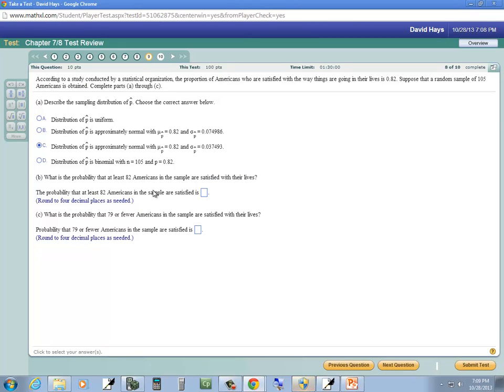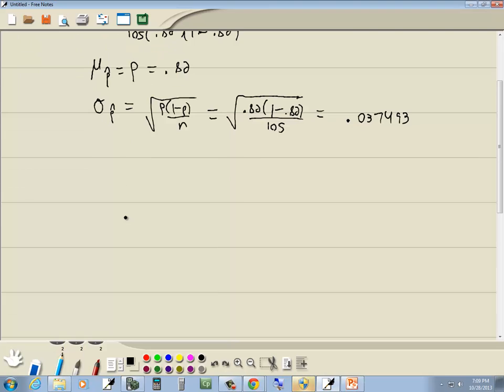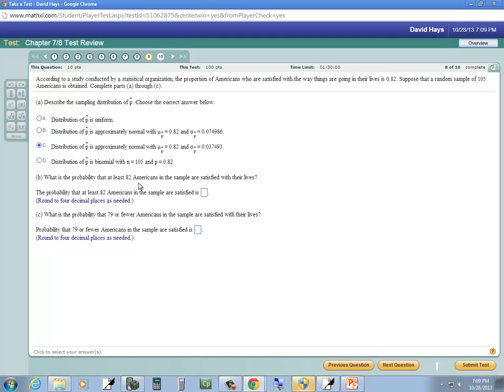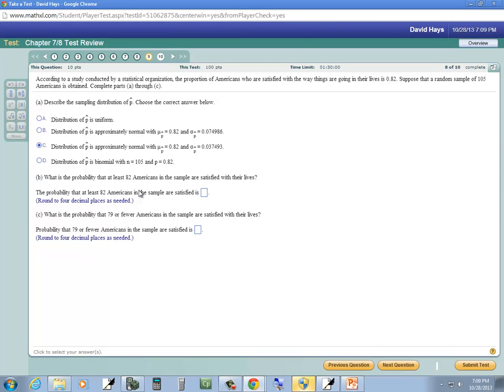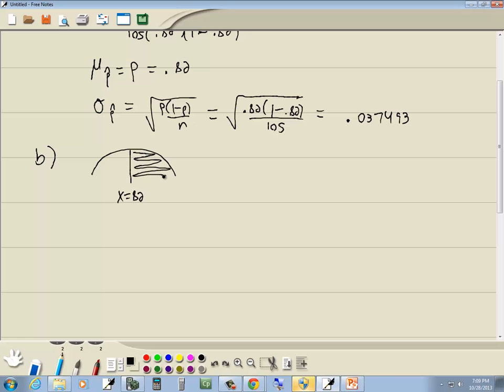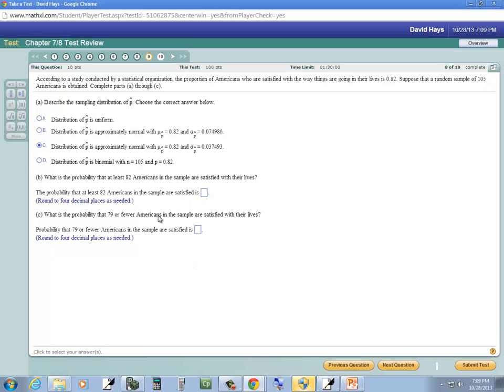Okay, B. What is the probability at least 82 Americans in the sample are satisfied with their lives? I'm not sure about this. This is going to be kind of touch and go. Let's put at least 82. So we got x is equal to 82. At least implies I'm shading to the right, like this. Over here is E99. Okay, find probability.